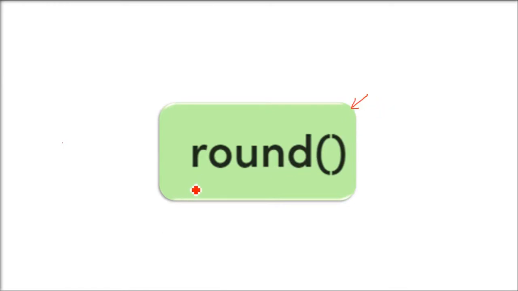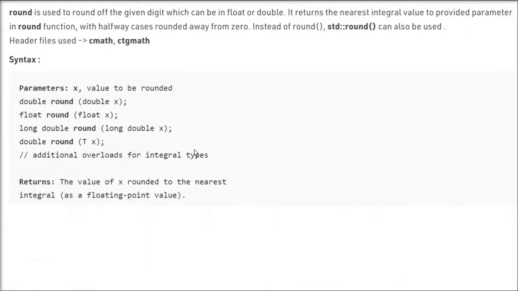In C and C++, what does the round function do? The round function will take you to the nearest integral value. For example, you have 2.3. We are not interested in the decimal value, we want an integral value. So either 2.3 can be converted to 2 or it can be converted to 3. So here comes the round function.